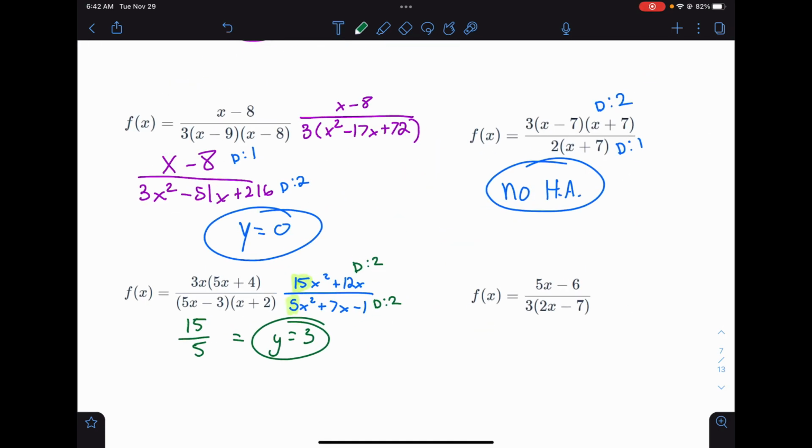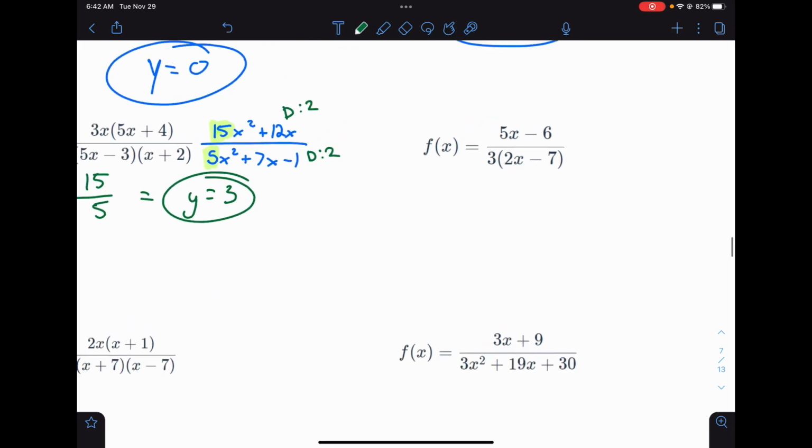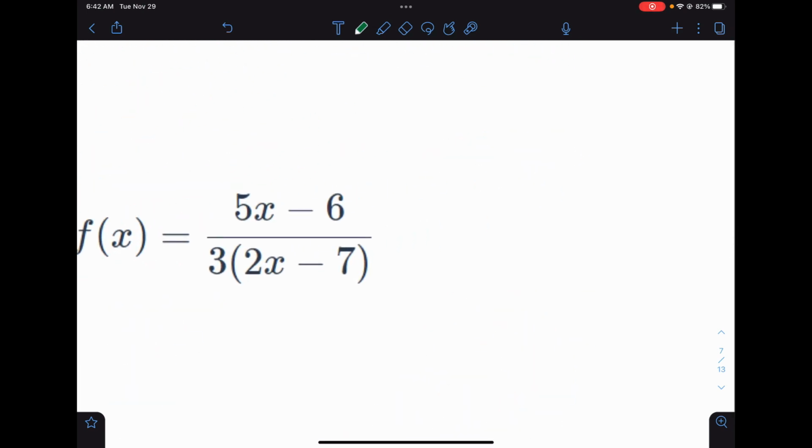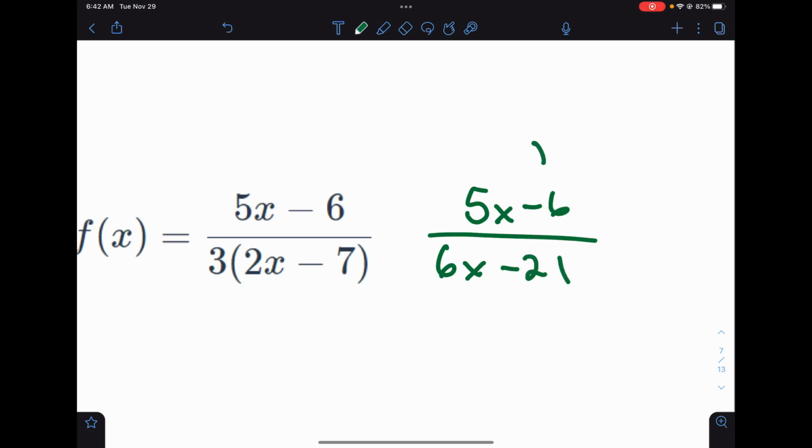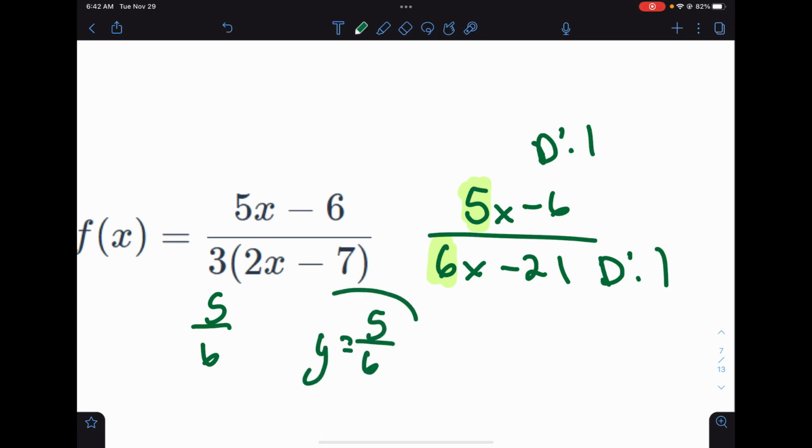All right, let's try the next one. So if we look on top here, that one's good to go. We can distribute the 3 on the bottom. We get 6x minus 21. So my degree on top is 1. My degree on the bottom is 1. So when they're equal, we look at the leading coefficients. That means that I get 5 over 6. We can't simplify that. So my horizontal asymptote is going to be 5/6.